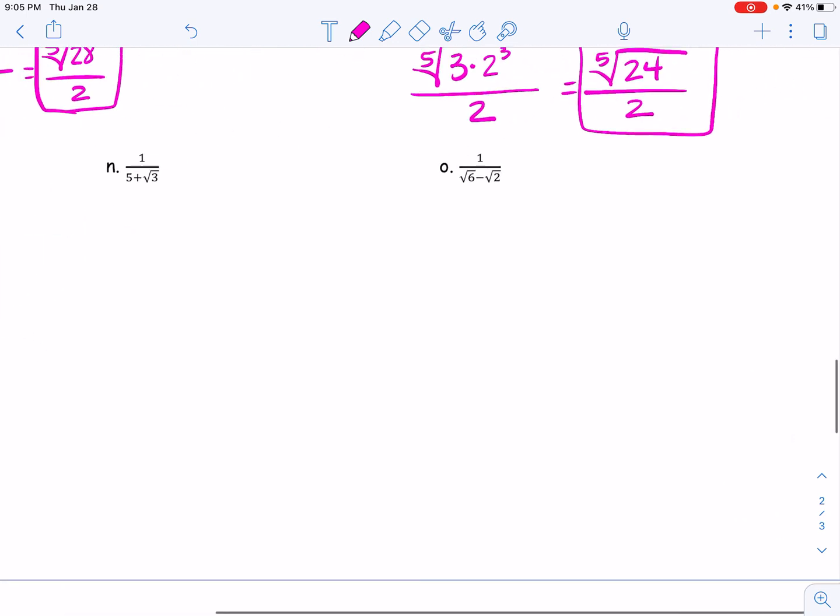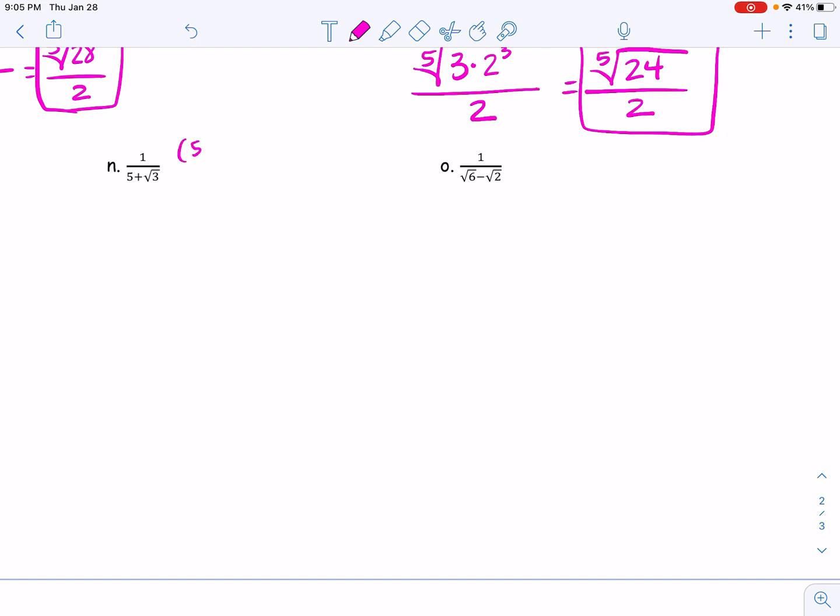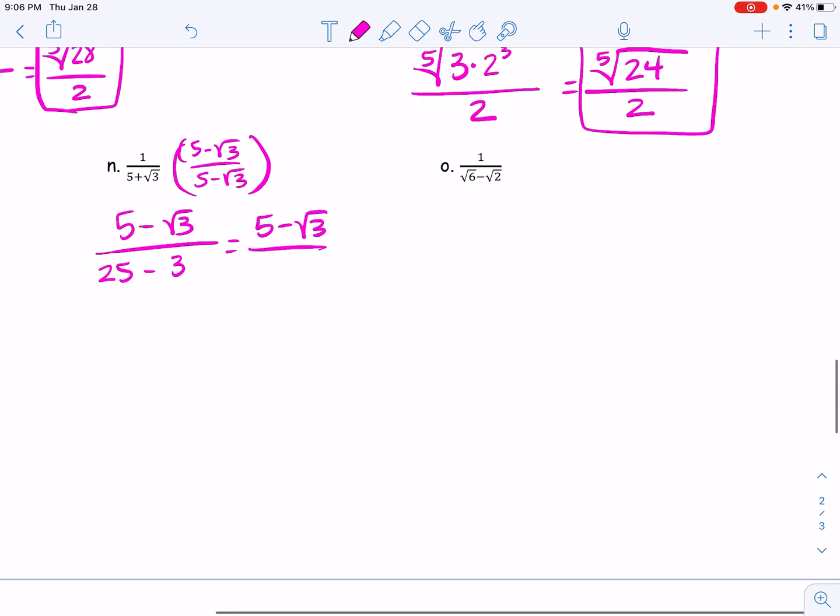1 over 5 plus radical 3. We've done these before, so that means we're going to have to multiply by 5 minus radical 3 over 5 minus radical 3. When we multiply those conjugates together, we're going to get 25. Then you would get a plus 5 radical 3 and a negative 5 radical 3, so those cancel out. And then you're going to get a negative 3. So then that's just 5 minus radical 3 over 22.